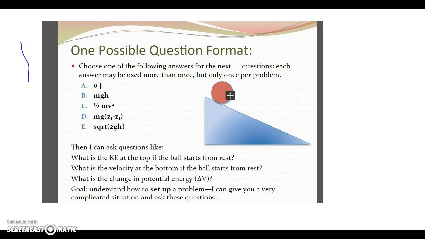Okay, I'm going to try to go through these. I don't know how well this will go, but basically, if we look at this first question, what is the kinetic energy at the top if the ball starts from rest? Well, the total energy, if it's at rest at this point, is just what it had for potential. So I'm thinking it's going to be mgh.